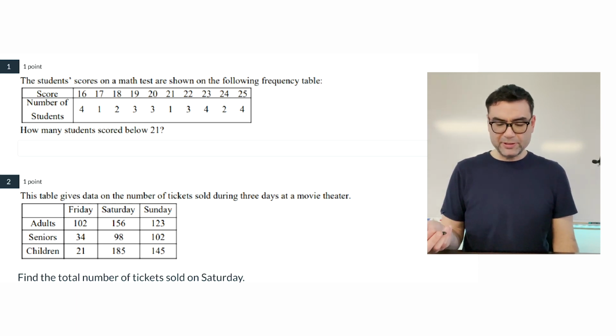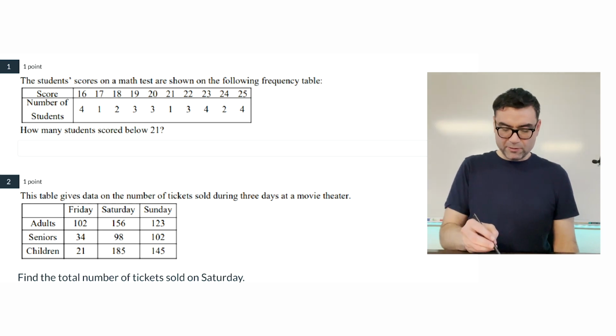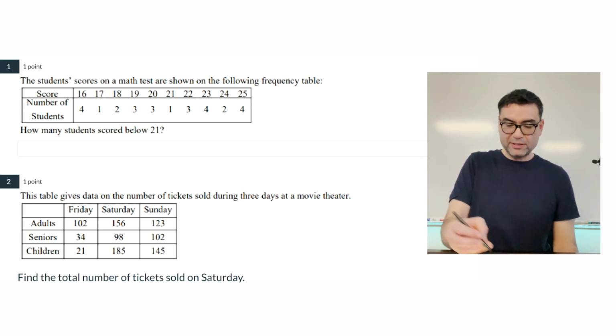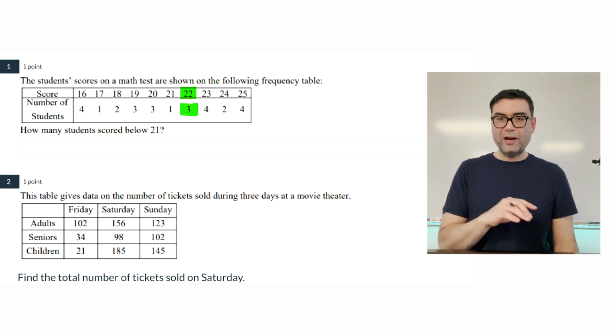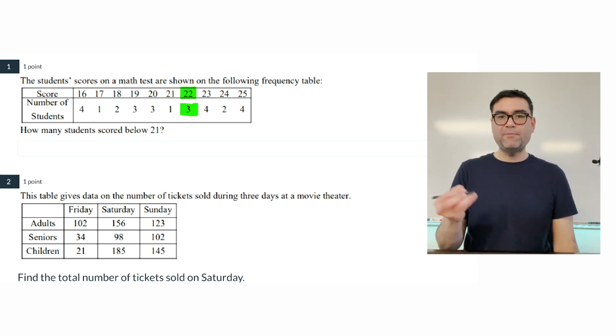So what a frequency table tells you is, depending on a score, for example, if I wanted to know how many students got a 22 on this test, that tells you that 3 students got a 22. So instead of writing out all the data one by one, it summarizes your data by its frequency.